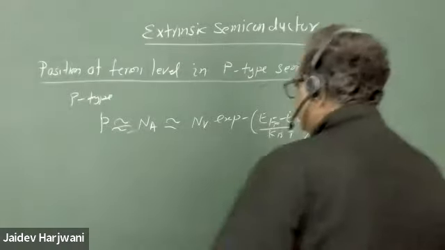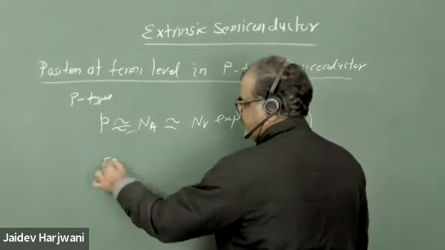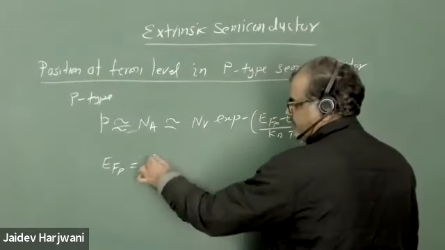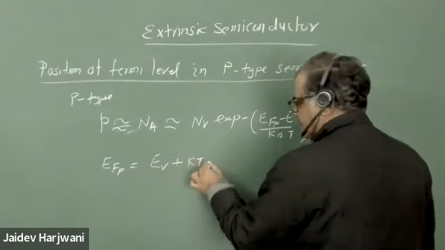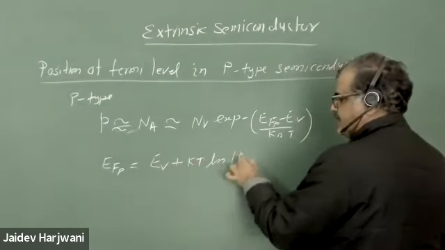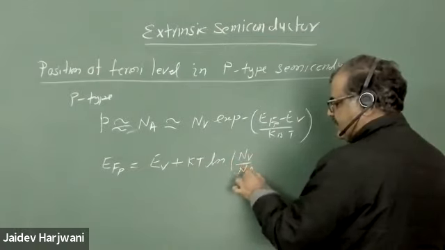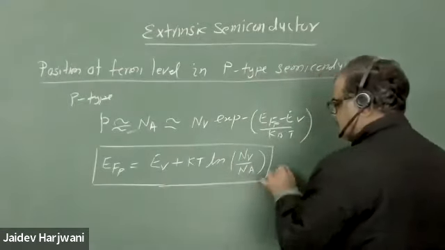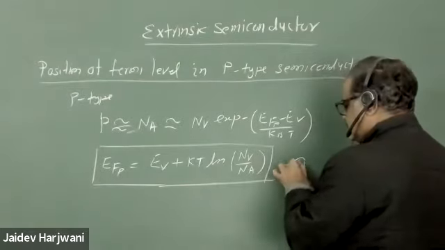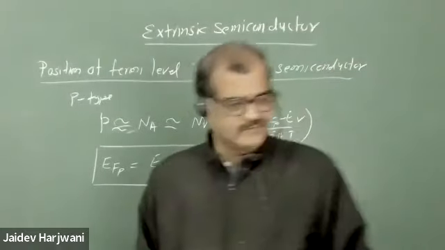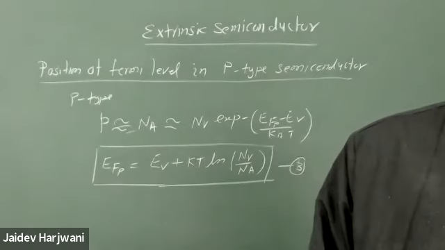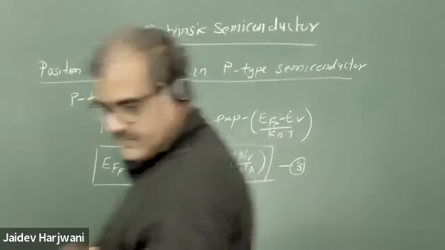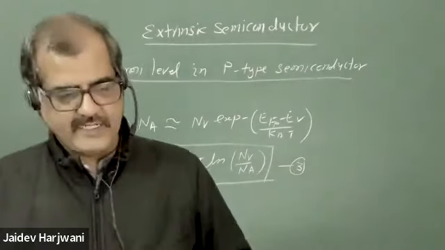So if you find this formula, EFP, this should come EV. Now it is above EV. EV plus KT ln Nv upon Na. Check it, is this coming? Yes, sir. Okay.